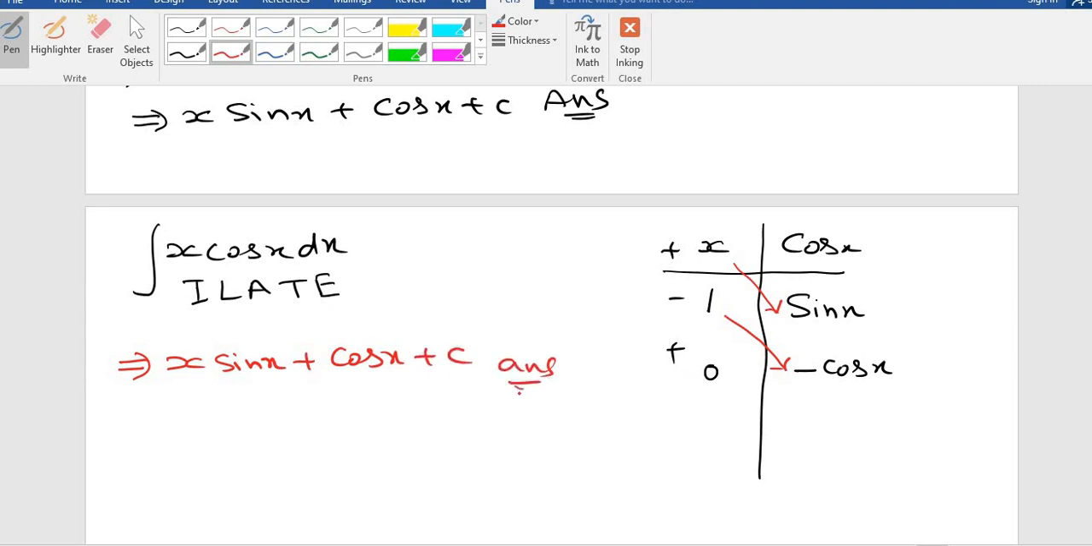So this is the answer by using the tabular method. You can check that this and this integration are the same. So if it is not mentioned in the examination, you can choose any way to write the answer of this one.